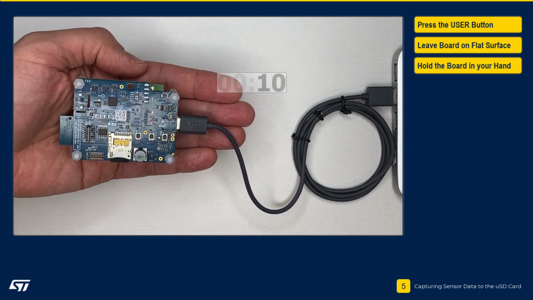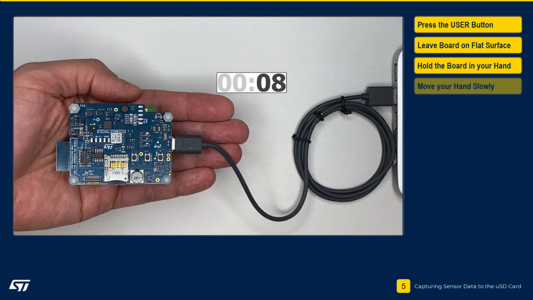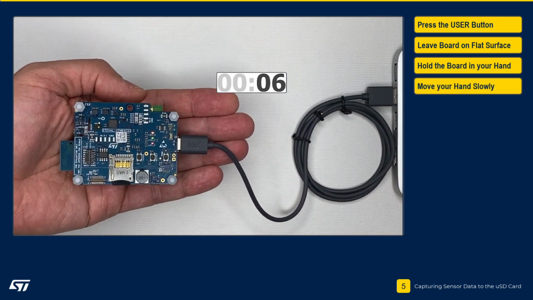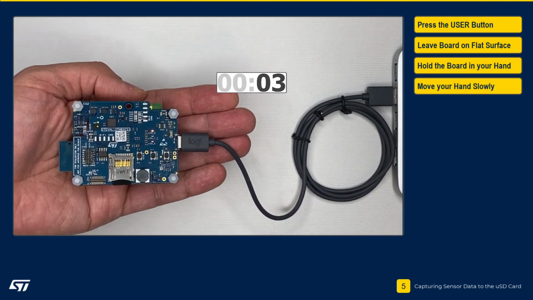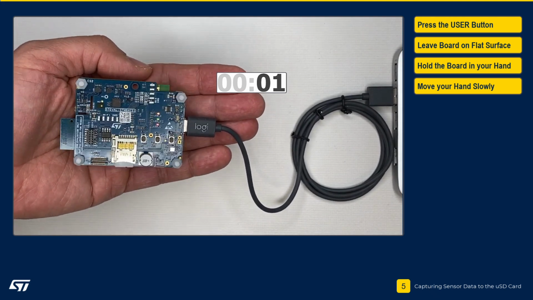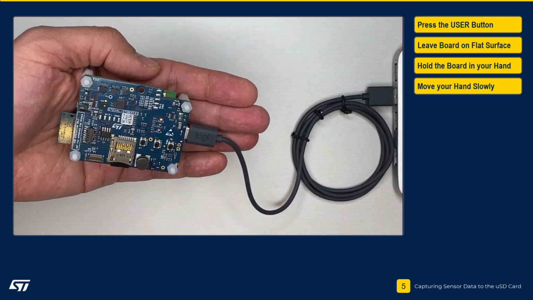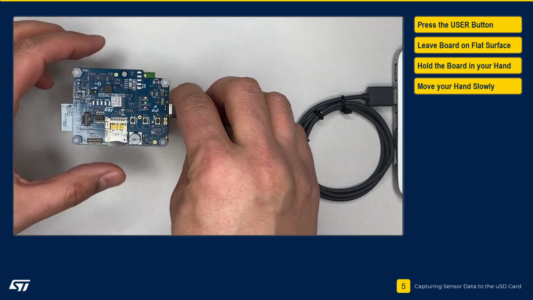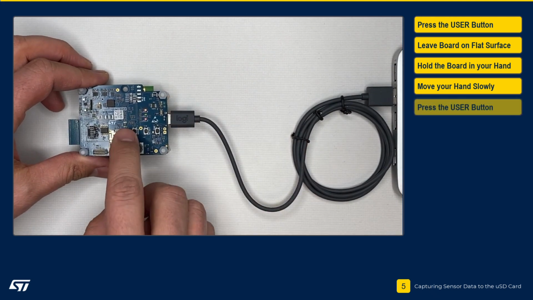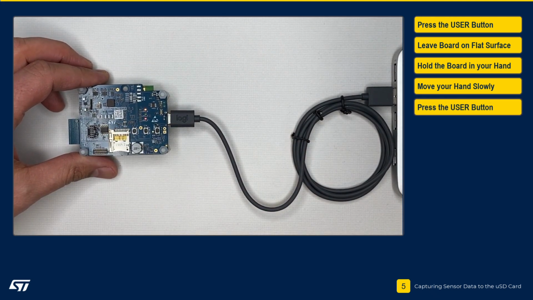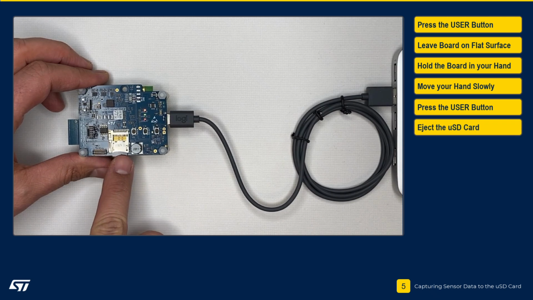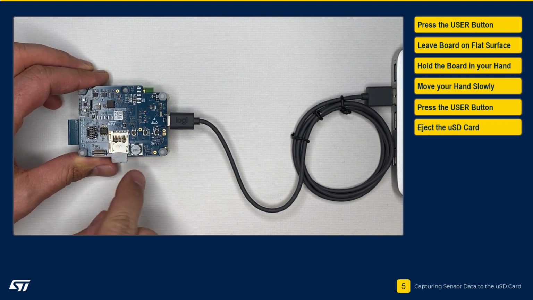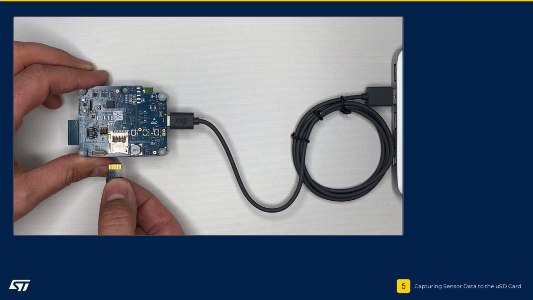Once 10 seconds have passed, slowly start moving your hand for a third 10-second capture block. Press the user button to stop the capture. Once the green LED resumes blinking at once every 2 seconds, remove the card from the board by pressing the card edge to release it from the slot.